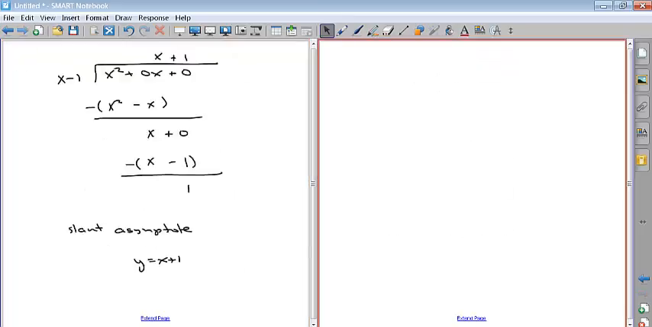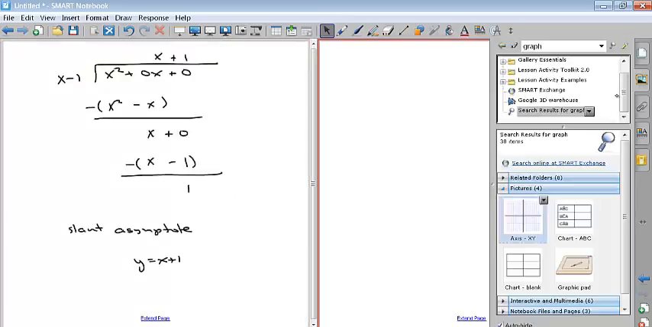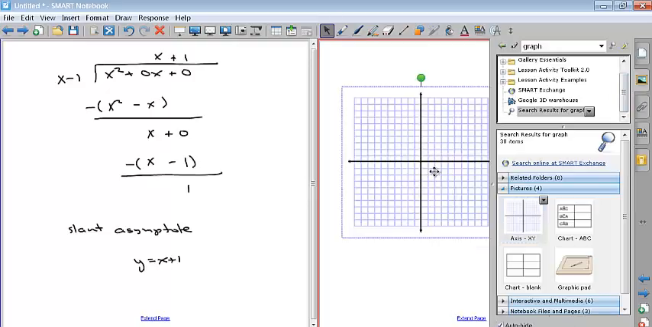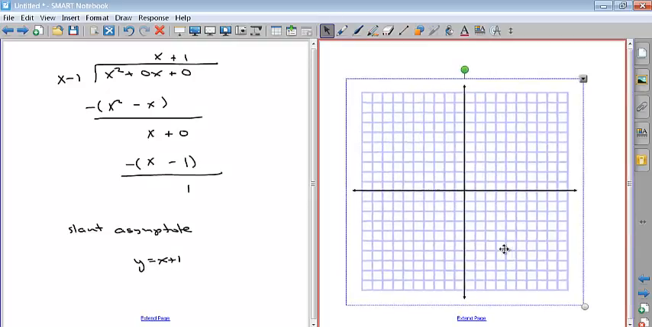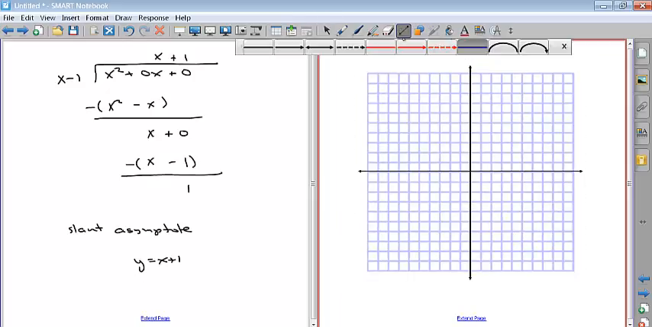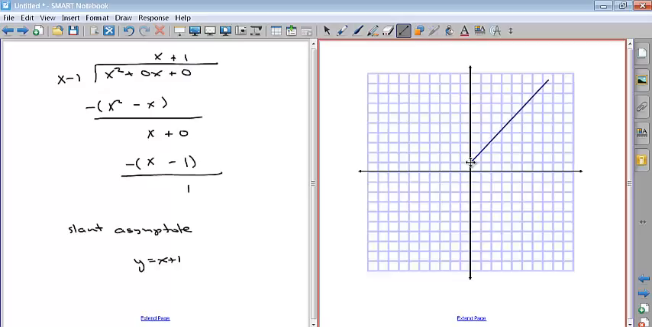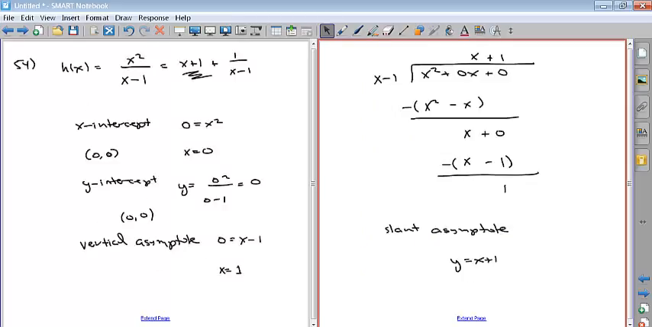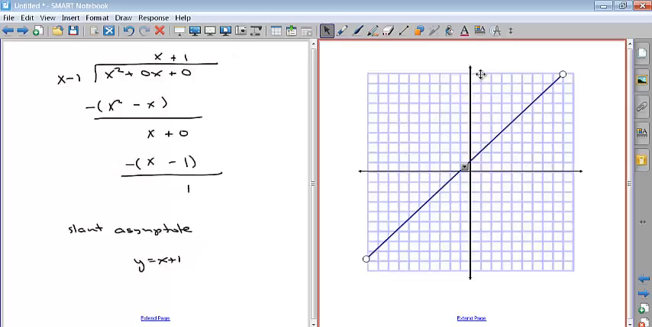So now we're going to plot what we can plot and see if we have enough to make a reasonable graph. Okay, so the slant is this. It intersects the y-axis at 1, and it has a slope of 1. So it's going to go like this all the way up to there, and then it will continue on in the other direction. So there we go. Okay, so that's my slant. My vertical asymptote is at 1. So that's going to be here.